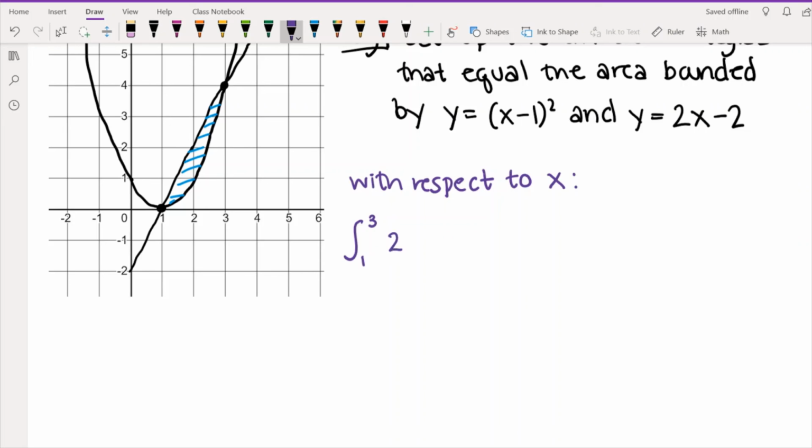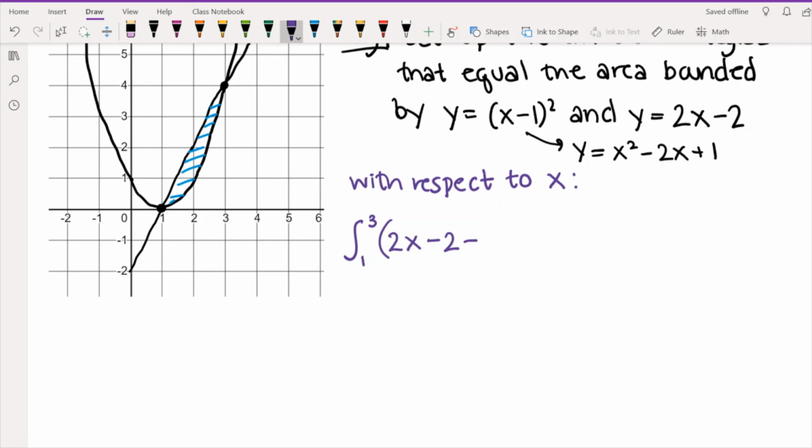So we're going to do 2x minus 2 minus, and then the bottom function is x minus 1 squared, which you probably would want to actually multiply out. So another way of writing this would be y is equal to x squared minus 2x plus 1, just to make it a little bit easier to integrate.